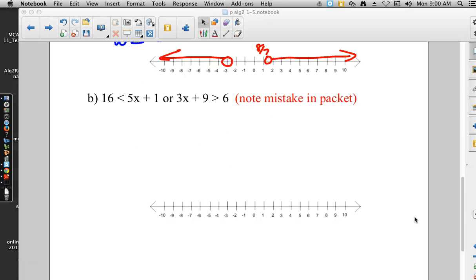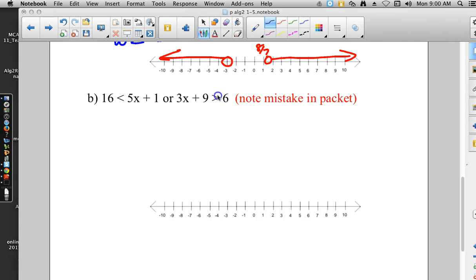B. And this did not get fixed last year. I thought it did, but there is a mistake in your note packet. This should be reversed. So replace that sign and then pause the video and give this one a try.